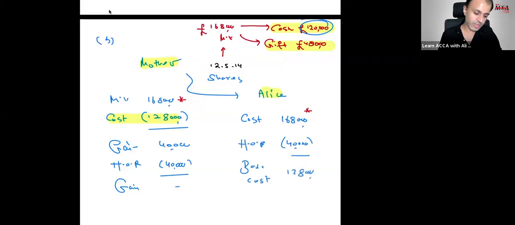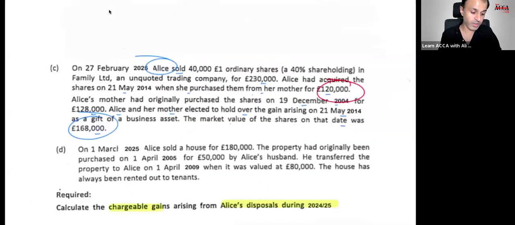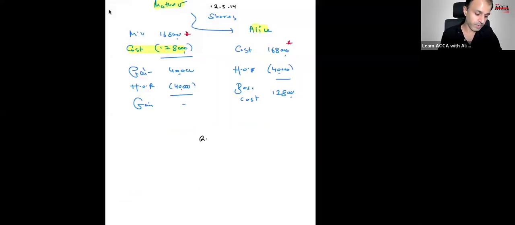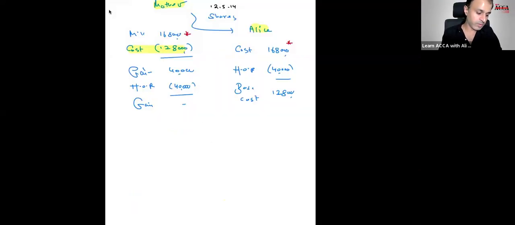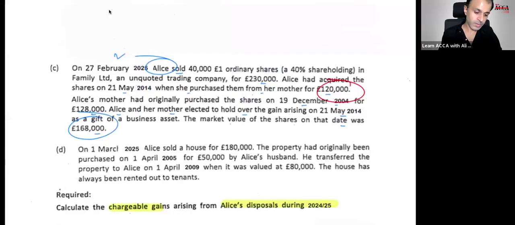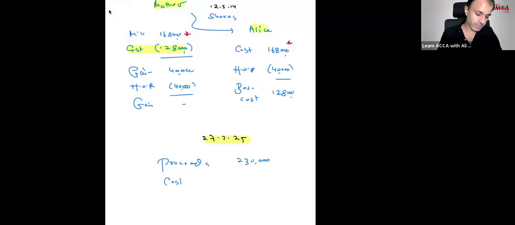128,000. Tomorrow, when she comes to sell these shares to someone, which she is doing on 27th of Feb 2025, she will make use of that cost upon the eventual disposal. The proceeds of the disposal are 230,000, and the cost that we are going to subtract is going to be 128,000.